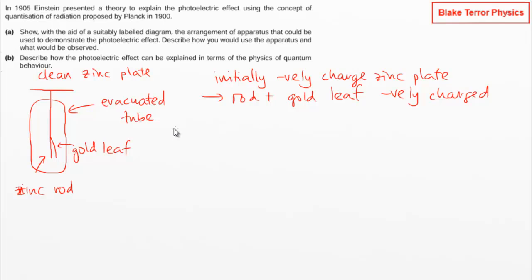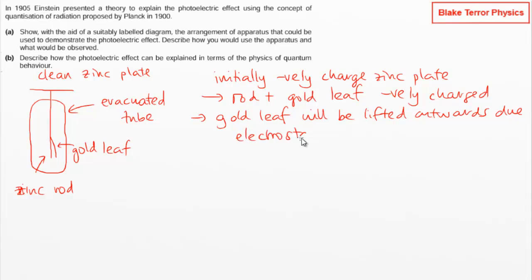Then we can say then that the gold leaf will move outwards, will be lifted outwards, due to electrostatic repulsion from the zinc rod. Okay, so that settled that up. So we've got our initial setup then.